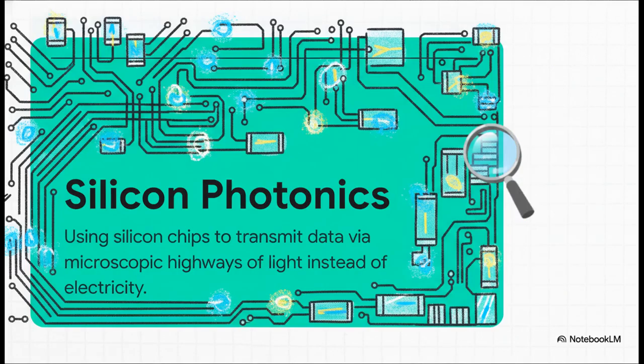This brings us to silicon photonics. Instead of electrical currents, we're using microscopic highways of light. By building these tiny structures called waveguides, we bypass electrical resistance entirely. We are literally shooting photons directly through perfectly engineered silicon. It's a real game changer.